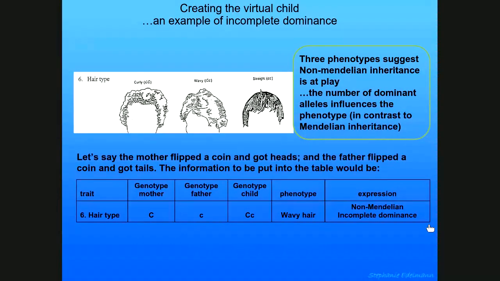And so you're going to go through that and fill out all the different traits that you're flipping for on page 14. And then after you do that, you're going to draw a child and submit that too with your homework assignment. On page 16, you see something about tasters and non-tasters.